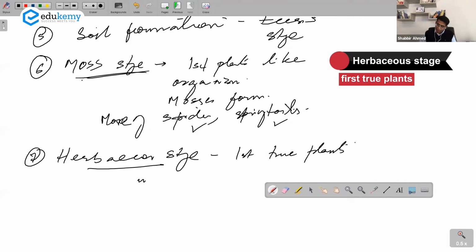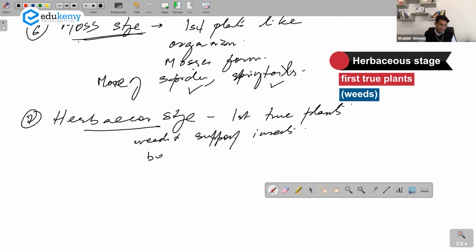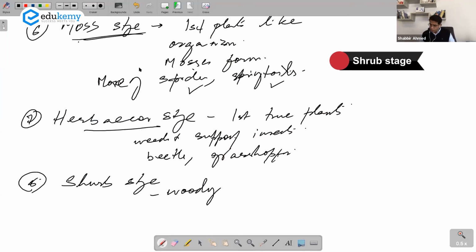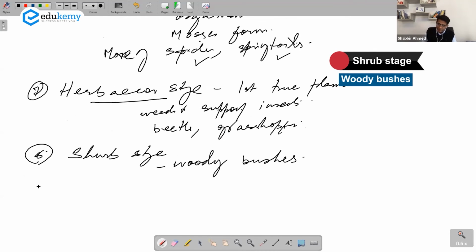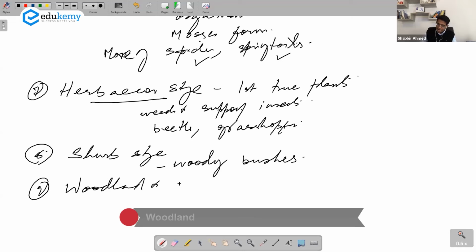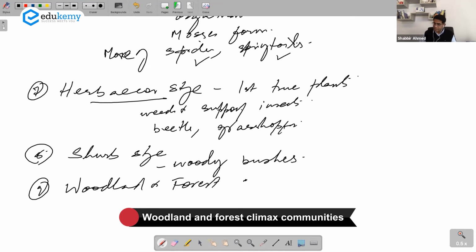Okay, we will have weeds and supporting insects. You might have beetles, you might have grasshoppers, and then we will have the shrub stage. These are woody bushes. And finally, we have the woodland and forests, climax communities.